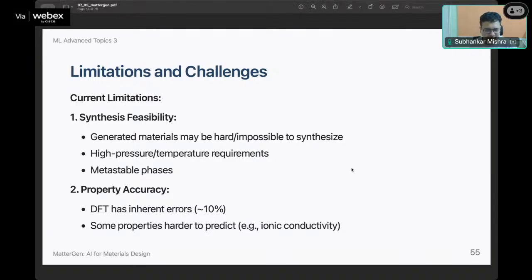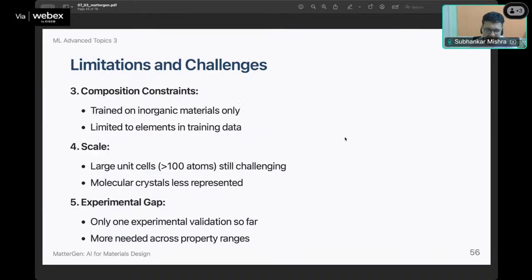Then property accuracy: DFT itself might have 10% errors. So if DFT is 10% away, then you are far away, right? And some properties, like ionic conductivity and others, might be even harder to predict. And this has only been trained on inorganic materials, so we are limited to that scope. Then also the scale.